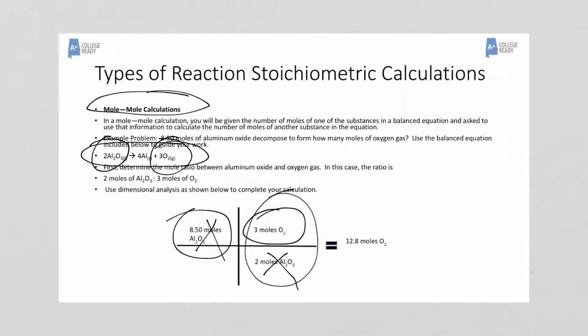We put the moles of oxygen portion on top, we multiply across the top, we divide by the 2 on the bottom, we end up with 12.8 moles of oxygen gas produced when 8.5 moles of aluminum oxide decompose.